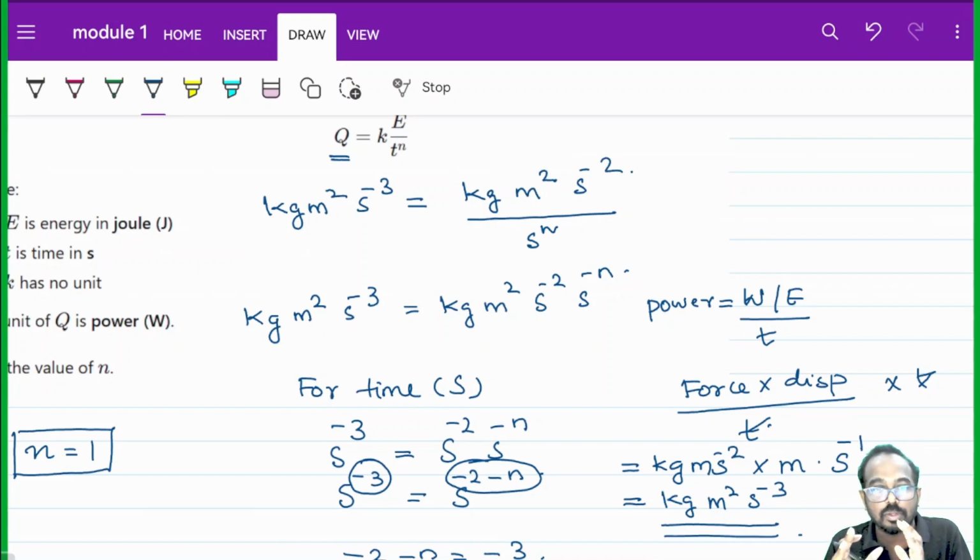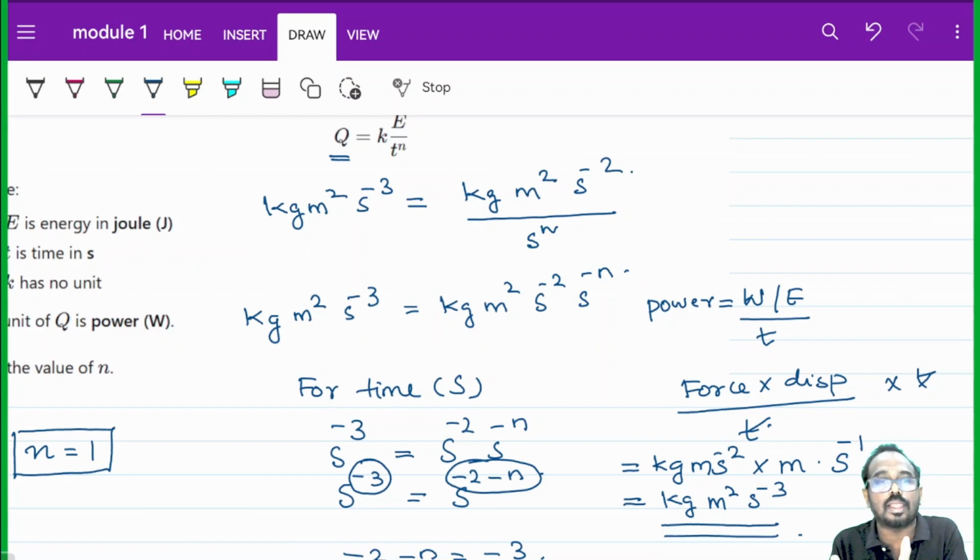So I will explain the procedure one more time. First, you need to find out the left-hand side unit, then write the units on the right-hand side, then compare the quantities' power. Then the power should be the same, okay? One by one, according to the requirement of the question, you find out one by one.